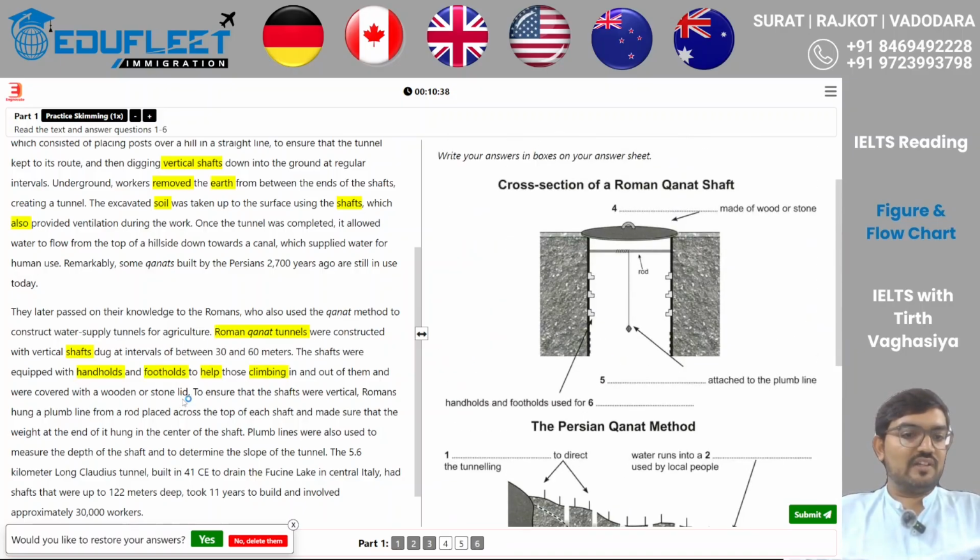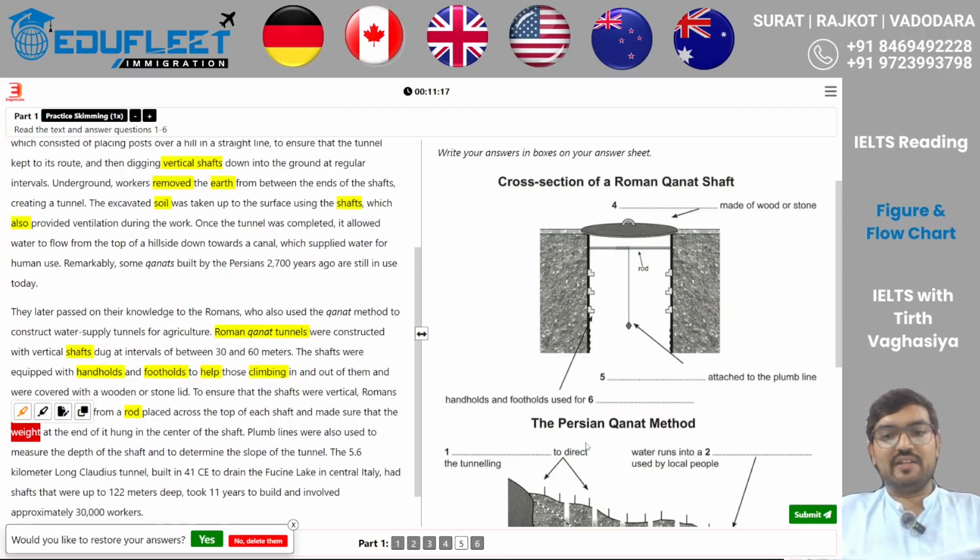Okay, let's move further. To ensure that the shafts were vertical, Romans hung a plumb line from a rod placed across the top of each shaft. Right? So it has been hung on a rod. Then the weight at the end of it, and make sure that the weight at the end of it hung in the center of the shaft. So what is in the center of this shaft? So this weight is in the center of the shaft. So my answer is going to be weight.